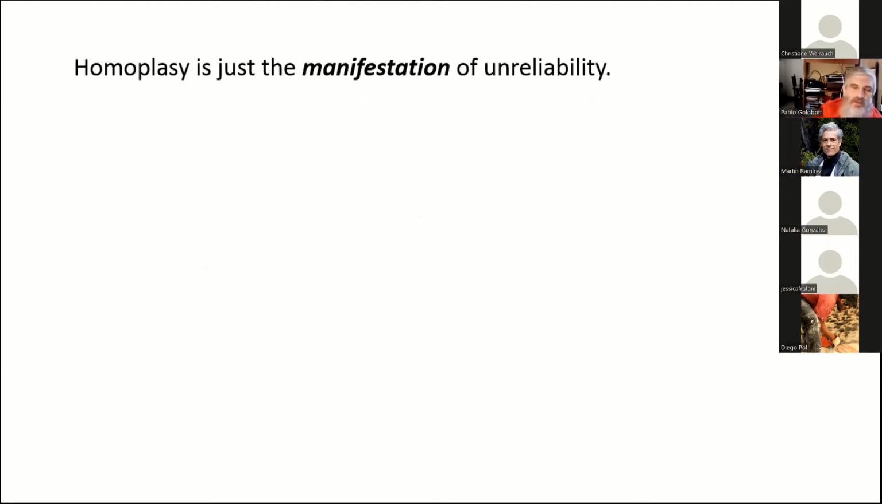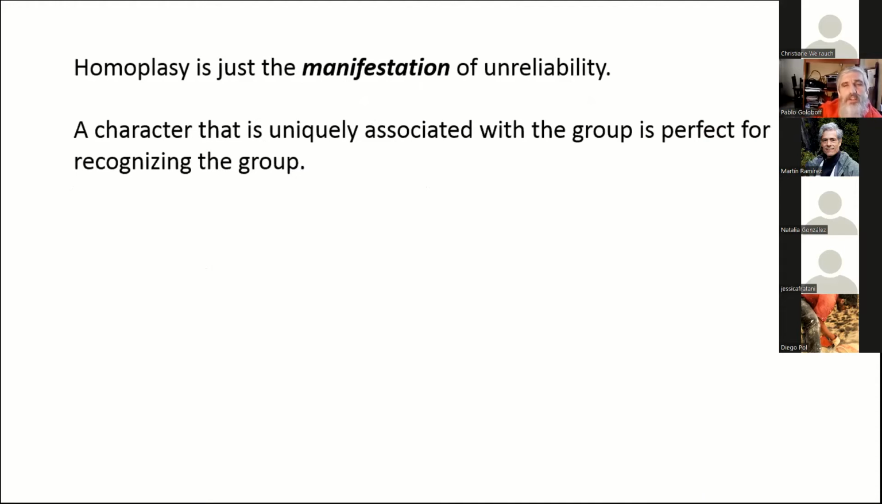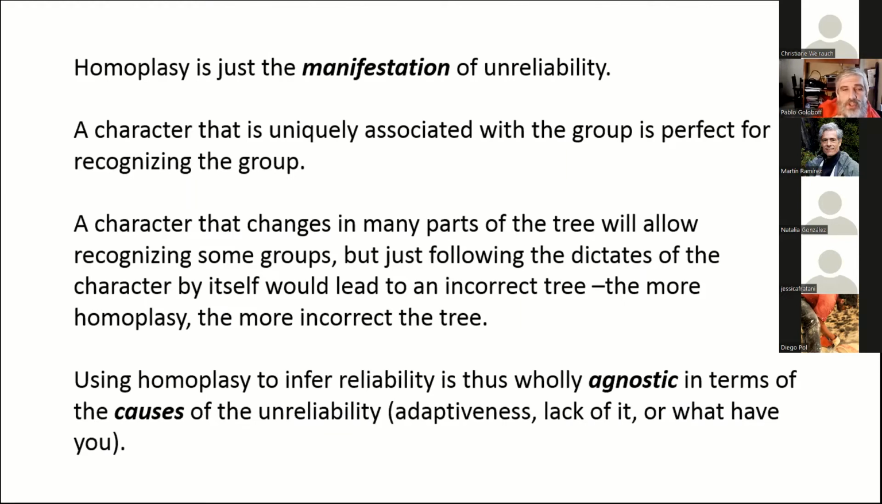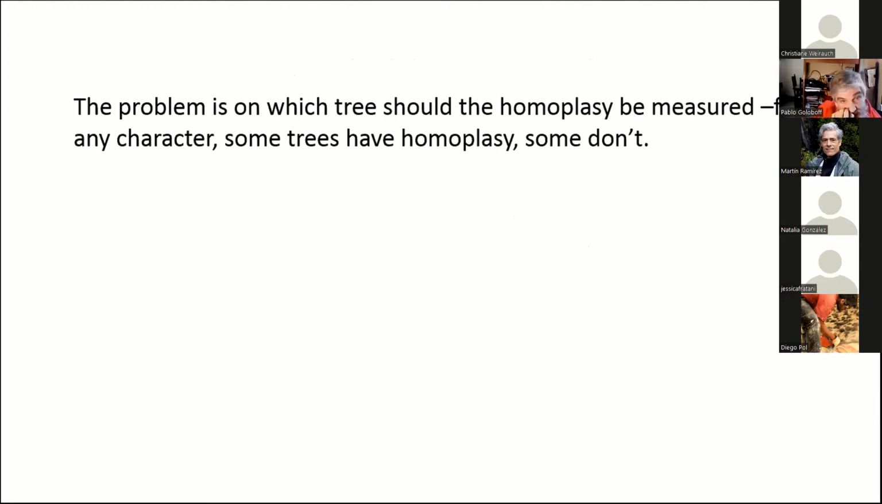Homoplasy is just the manifestation of unreliability. The character that is uniquely associated with the group is perfect for recognizing the group. It's error-free. A character that changes in many parts of the tree will allow recognizing some groups, but just following the dictates of the character by itself would lead to an incorrect tree. The more homoplasy, the more incorrect the tree. So using homoplasy to infer reliability is wholly agnostic in terms of the causes of the unreliability itself, whether it's adaptiveness, lack of adaptiveness, or whatever. The problem here is on which tree you should measure the homoplasy, because for any character, some trees have homoplasy and some trees don't.